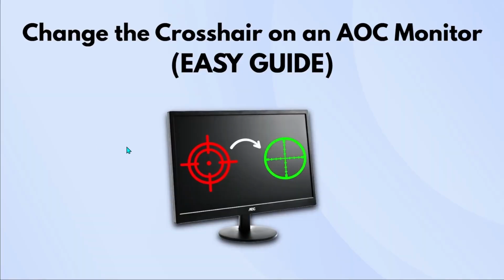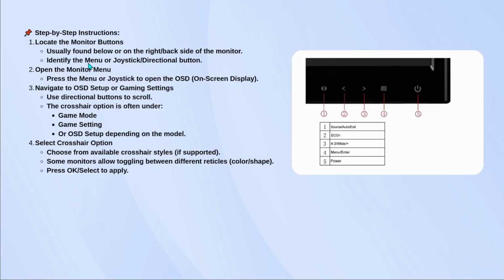If you want to change the crosshair on your AOC monitor, it's actually pretty simple once you know where to look. First, locate the control buttons on your monitor. They're usually under the screen or along the back right edge. Some newer models use a small joystick instead of separate buttons, so check carefully. Once you've found the buttons or joystick, press the menu button to bring up the on-screen display.